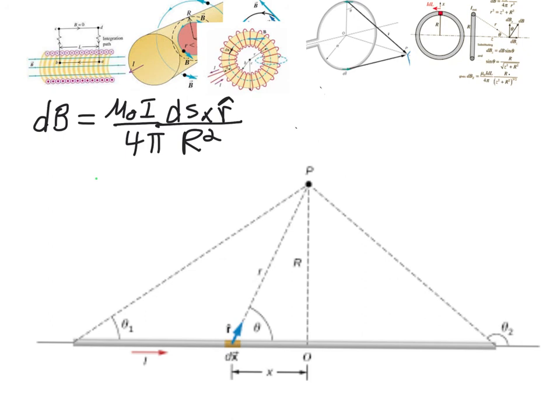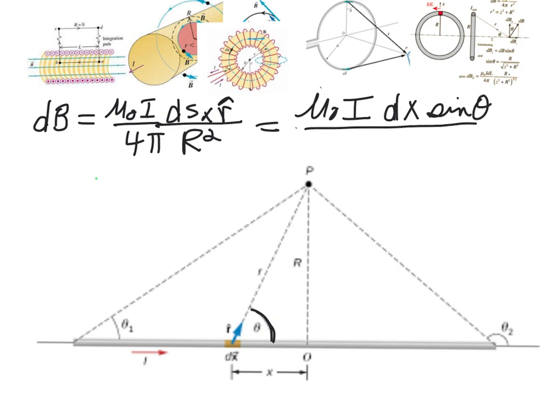So if I take the Biot-Savart law and I write it for this particular problem, I'm going to have mu naught I, and the ds cross r hat is dx times r hat, which is 1, so I'm not going to write it down, times the sine of theta, the angle between the r hat and the wire. So we have sine theta, and that's over 4 pi times this distance squared, which is r squared.